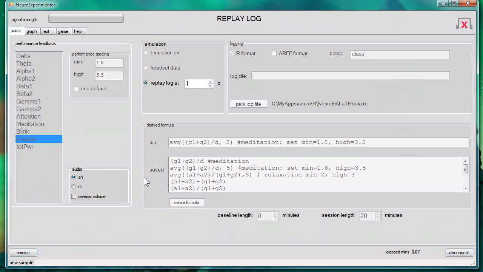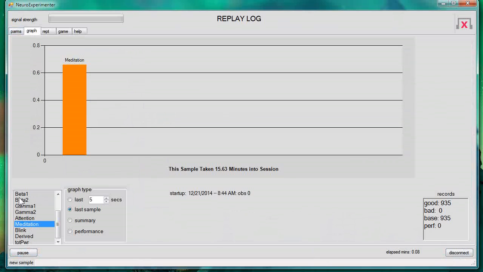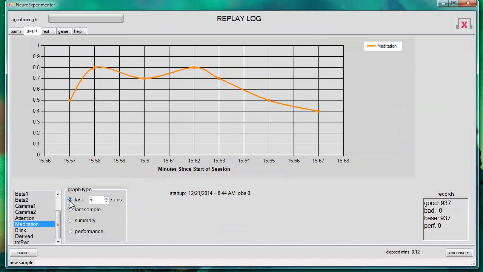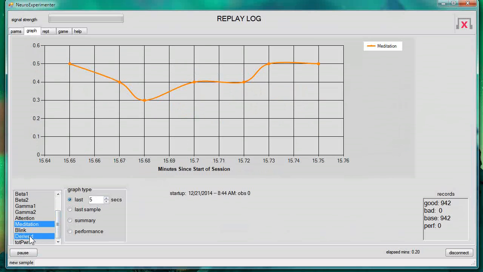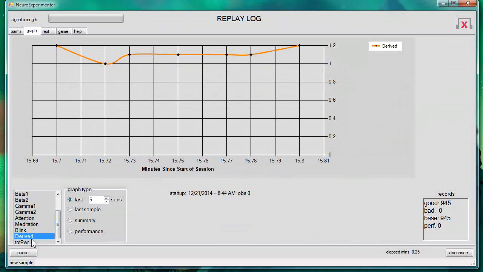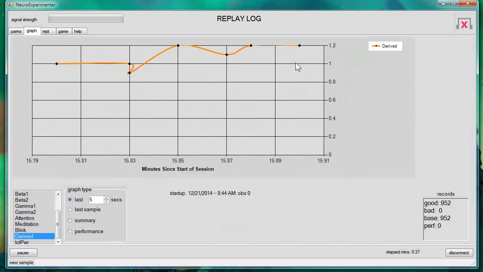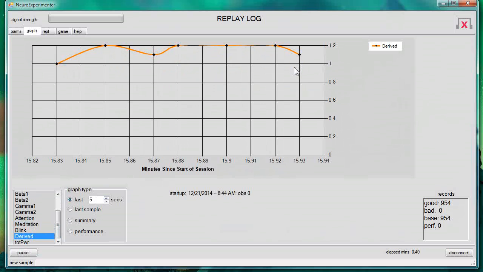And as I say, let's pretend that we have a headset connected to a subject, and we're doing this in real time. So we would connect with the headset on the person's head, having selected this headset data, and here we go. Now you can get back as feedback the last 5 seconds, and you're more interested in what you're trying to perform, which is the derived waveform. And you'll get audio feedback as soon as this rises above the minimum that we've set, which is, if I remember right, 1.8.